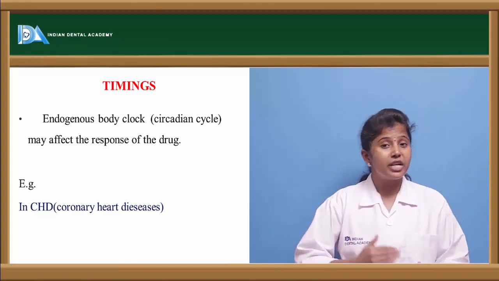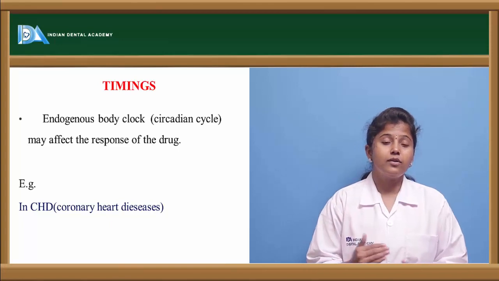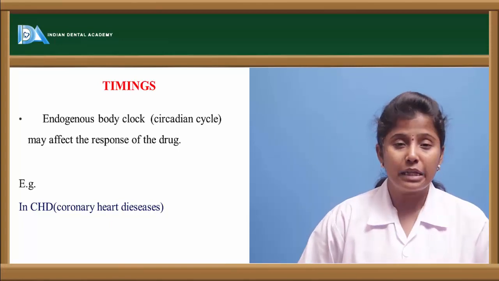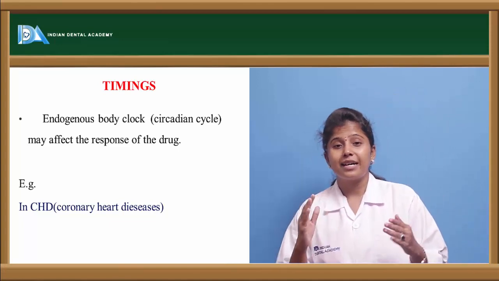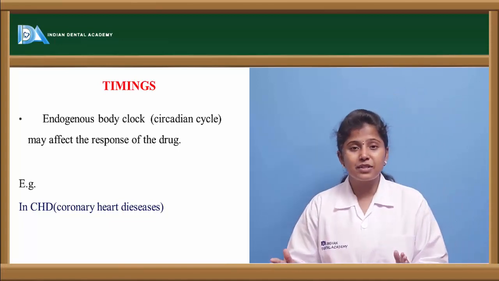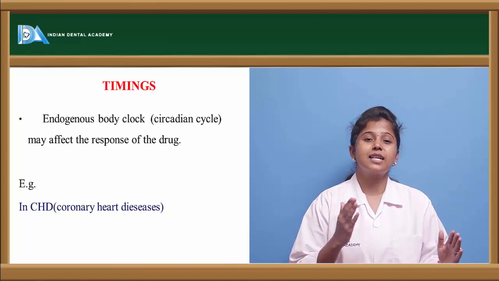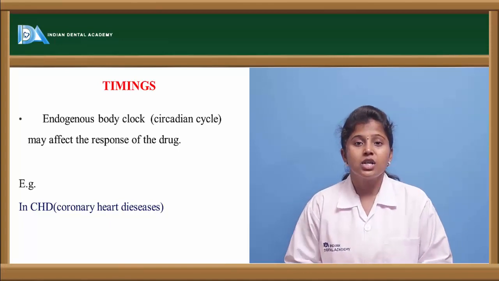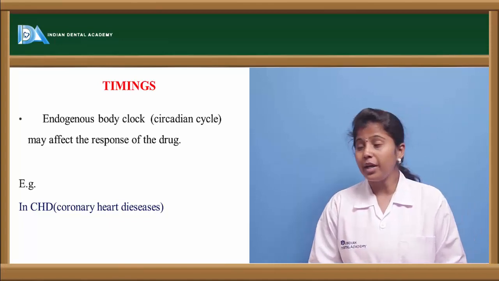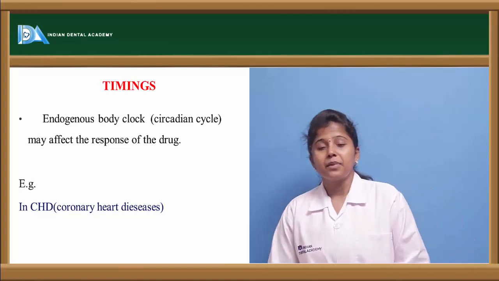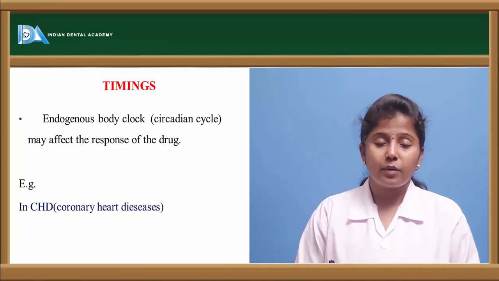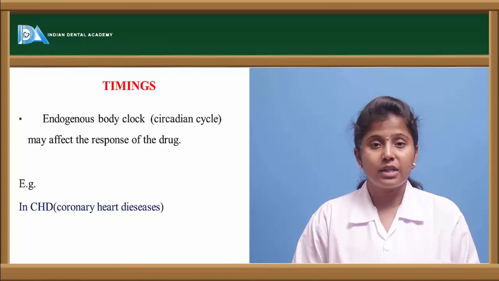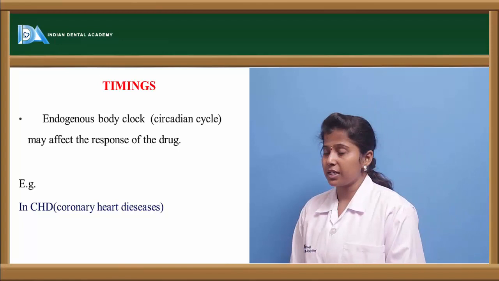And if there are any changes in the circadian rhythm, for example, a few people have night shifts during their job, during the time of sleeping they are working, and during the time of working they are sleeping. So the circadian rhythm is completely reversed. In this condition the drug response will be altered. For example, if a person has coronary heart disease and his circadian cycle is improper, then it leads to an adverse drug response.